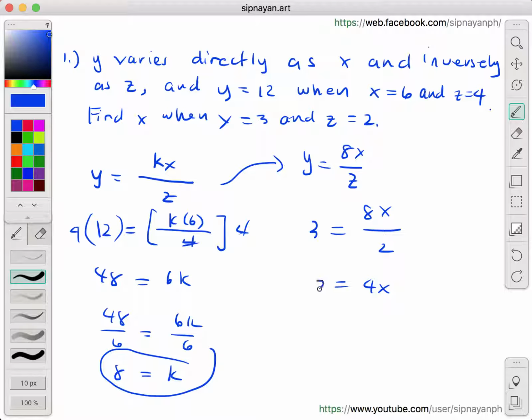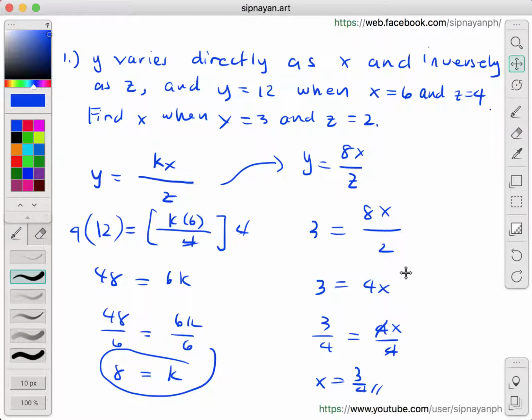4x equals 3, meaning dividing both sides by 4, 3 over 4 equals 4x over 4. Para matanggal ito, para x na lang matira, so we divide by 4. So, this is x equals 3/4. So, this is the value of x. Yan yung hinahanap natin. Anyway, this is our answer.